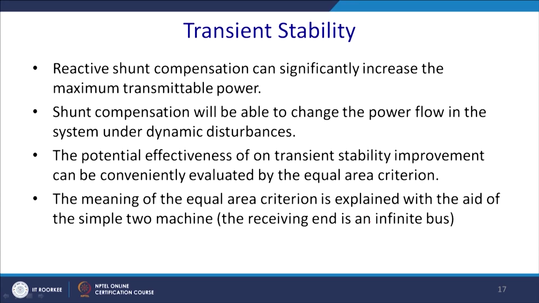The potential effectiveness of the transient stability improvement can be conveniently evaluated by the equal area criteria that we are going to discuss in the next class. We have already studied the equal area criteria in our power system stability and dynamics. So, the same thing has been extended, and the meaning of the equal area criteria is explained with the idea of a simple two machine model, with the receiving end considered to be an infinite bus.